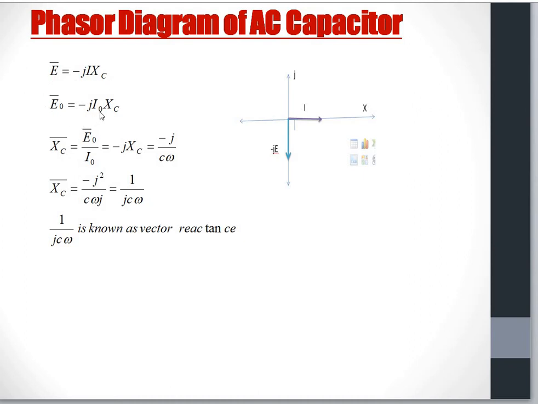E0 is equal to minus J into I0 into XC. So, from this find XC. XC is equal to E0 by I0. From this expression, it is minus J into XC. Minus J into XC means 1 by C omega. So, this is the expression for the vector reactance.